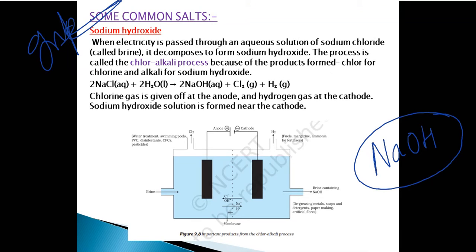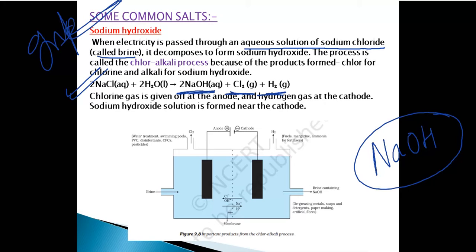And how is sodium hydroxide formed? Let us read that. When electricity is passed through an aqueous solution of sodium chloride, this reaction you can consider. Aqueous means some amount of water is also present. So an aqueous solution of sodium chloride is also called brine, NaCl plus H2O. It will decompose to give sodium hydroxide, NaOH, chlorine and hydrogen gas. Decompose means it will break down.